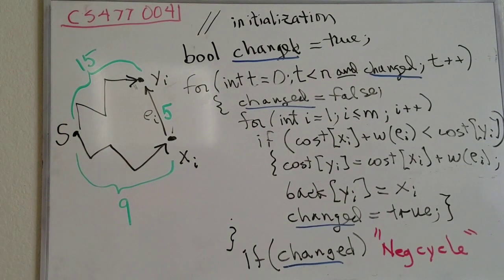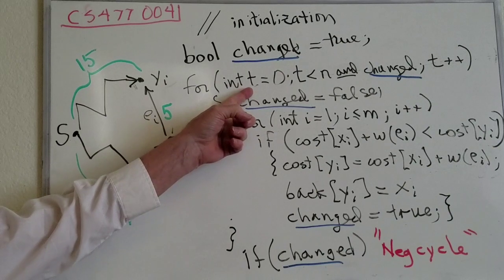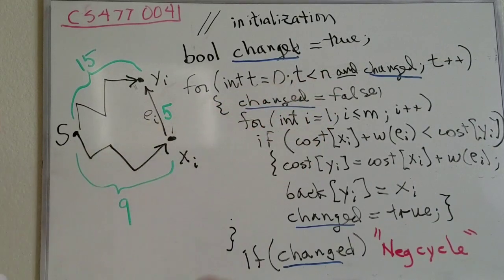I'm now going to explain how we can truncate the outer loop of the Bellman-Ford algorithm. In the previous video, I said we might have to go all the way to the total number of vertices. The outer loop might have to iterate that many times. But it doesn't have to iterate if we have already achieved the optimal solution.